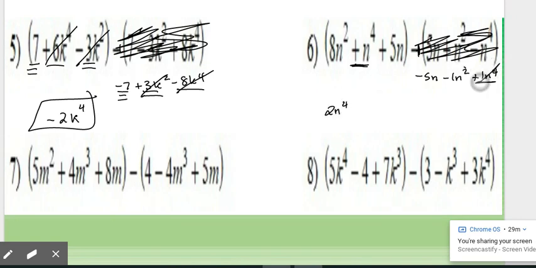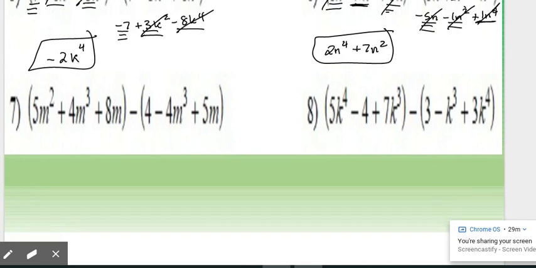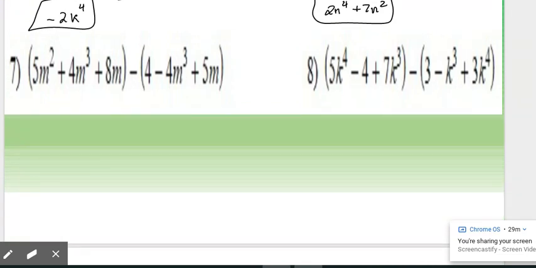Okay, so the n to the fourths are done. My n squareds, 8 plus -1 is 7. And my n's, 5n plus -5n is 0. So those are gone. And that's my answer. Okay, number 7. Again, distribute that -1. So I got -4, positive 4m to the third, and -5m.